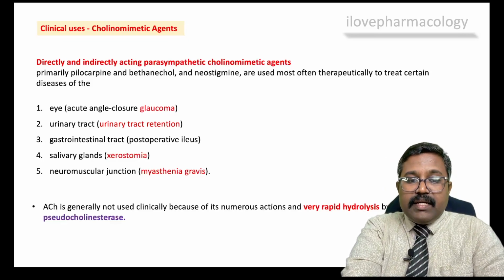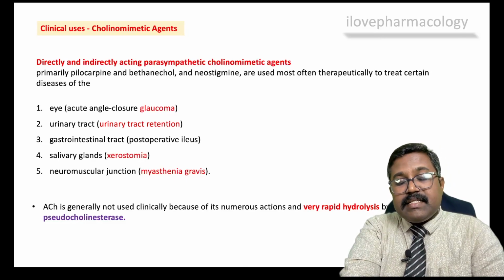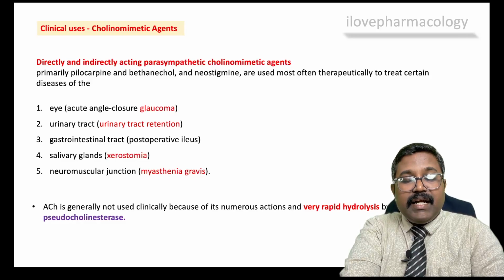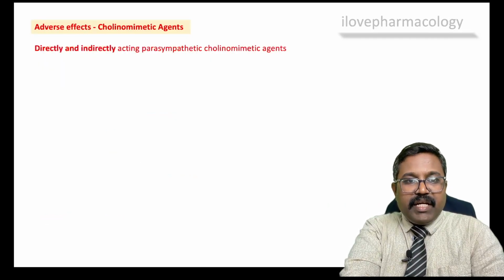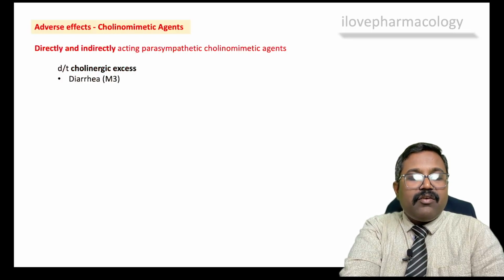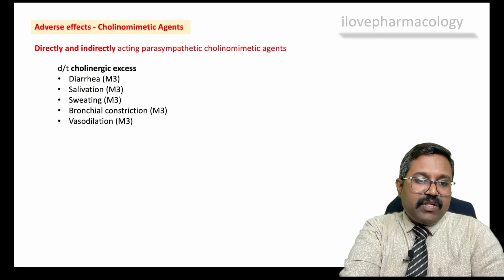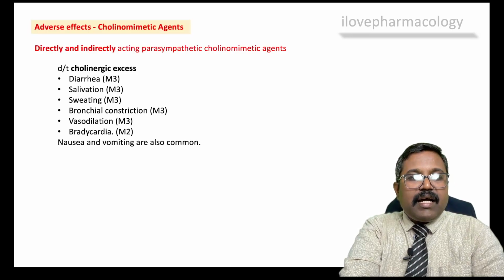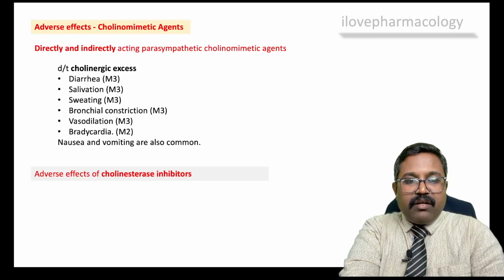So acetylcholine is generally not used clinically. What could be the reason? The reason is it gets rapidly hydrolyzed by the plasma acetylcholinesterase and the pseudocholinesterases. The adverse effects of cholinomimetic agents are usually due to the excess of cholinergic activity, which causes diarrhea, salivation, increase in sweating, bronchoconstriction, and vasodilation, which can lead to a fall in blood pressure, flushing, and bradycardia, and the respective receptors which mediate these are given in the bracket. And nausea and vomiting are also common.